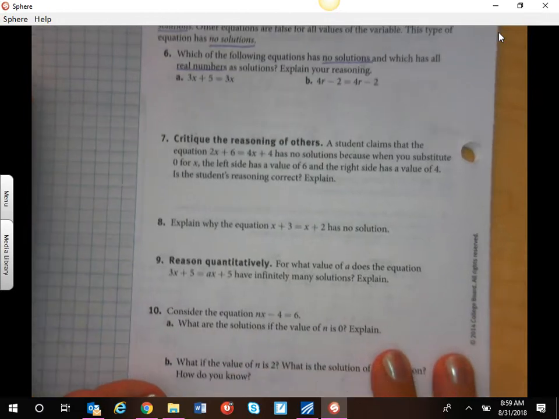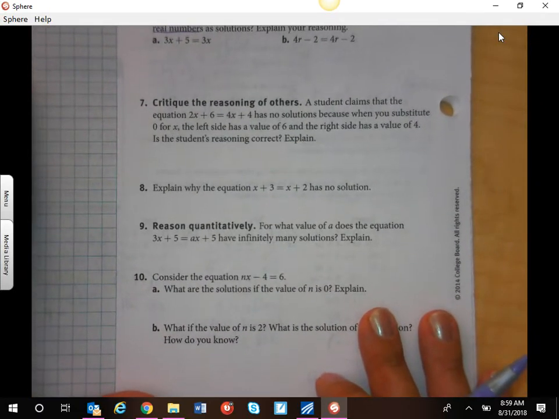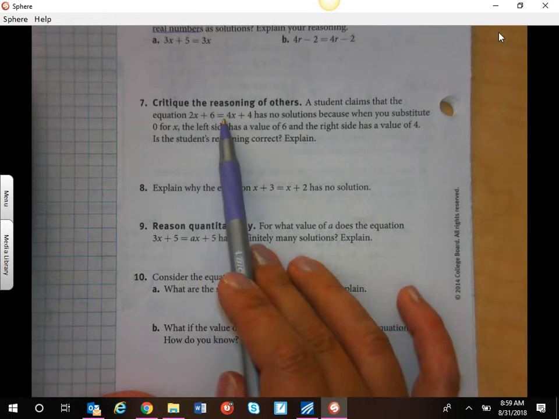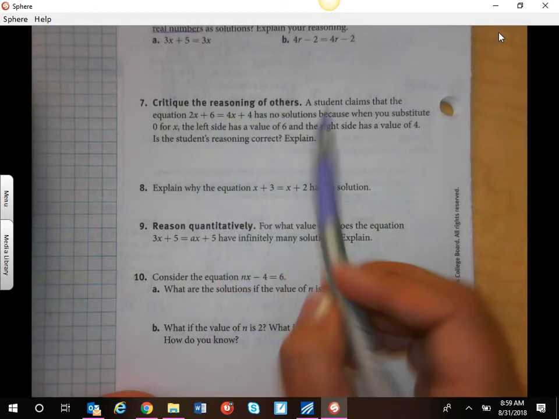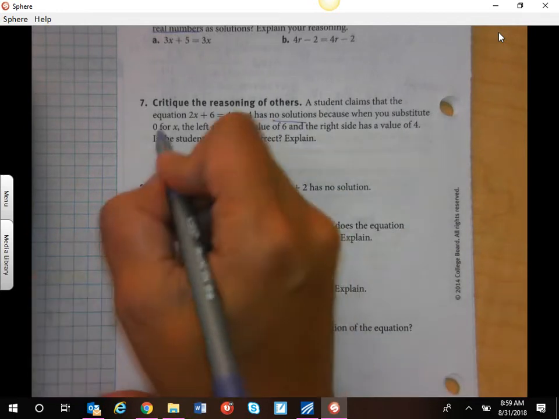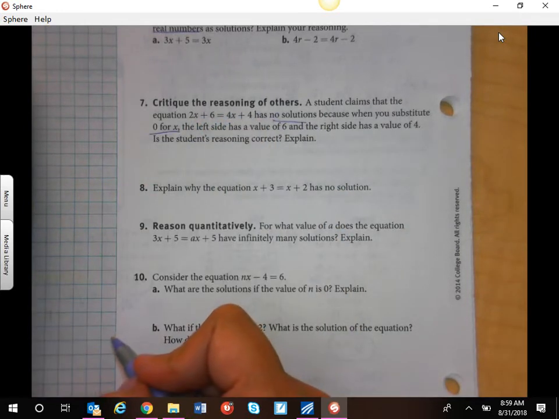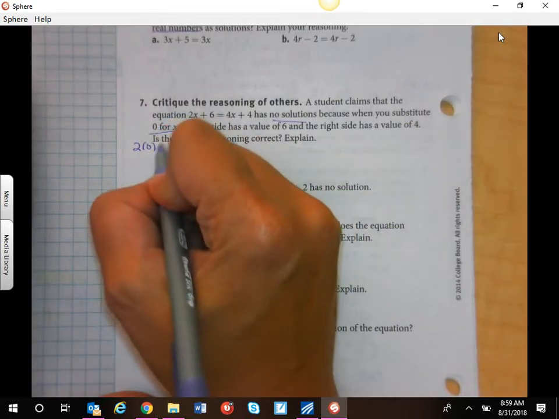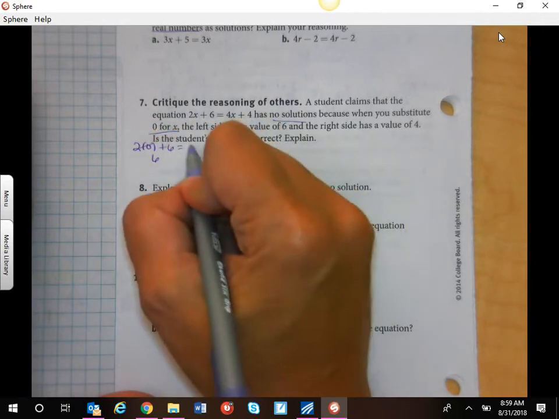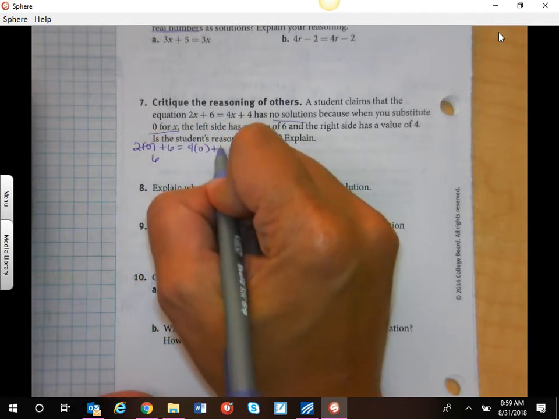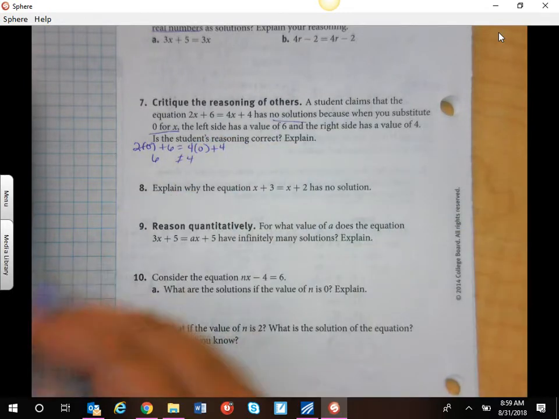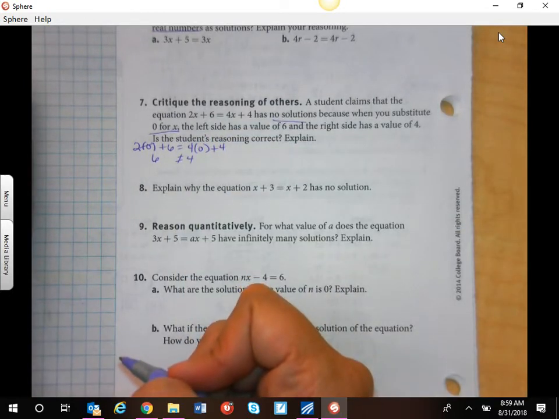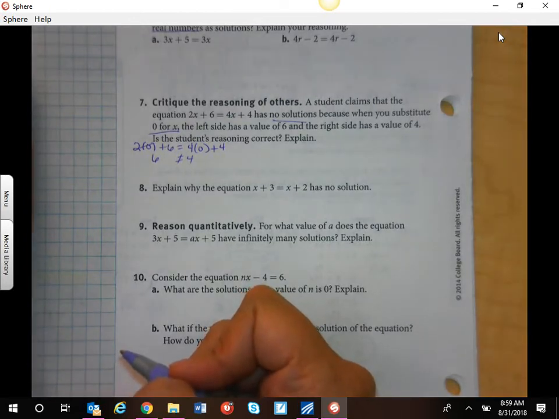If we look at number 7, this is a little bit extra thinking. Student claims that the equation 2x plus 6 is equal to 4x plus 4 has no solutions because when you substitute 0 for x, the left side has a value of 6 and the right side has a value of 4. Well, that's true. If we put 0 in for x, we get 6 here. And if we put 0 in for x here, we get 4. And in this case, for x equals 0, it is not true. But does that mean that no other value will work? Does that mean that there is no solution?